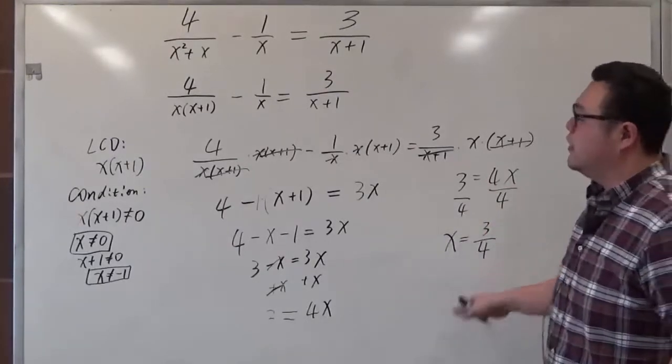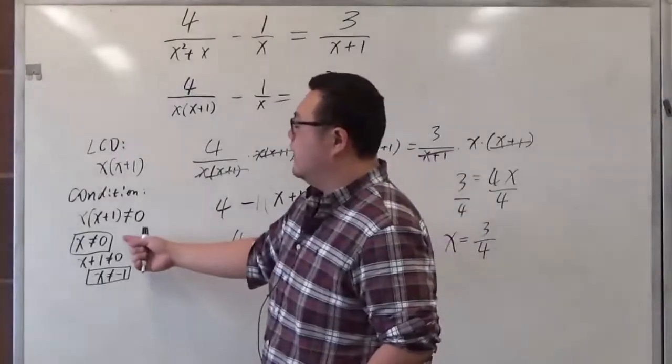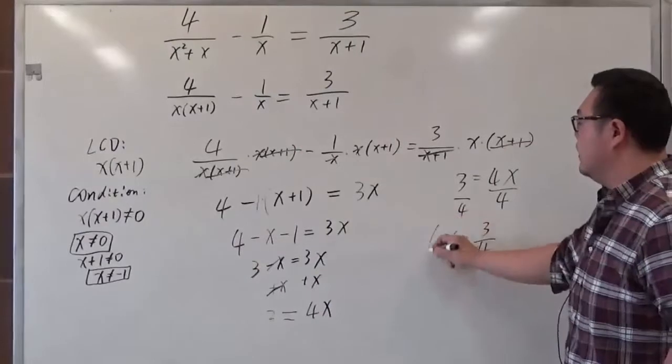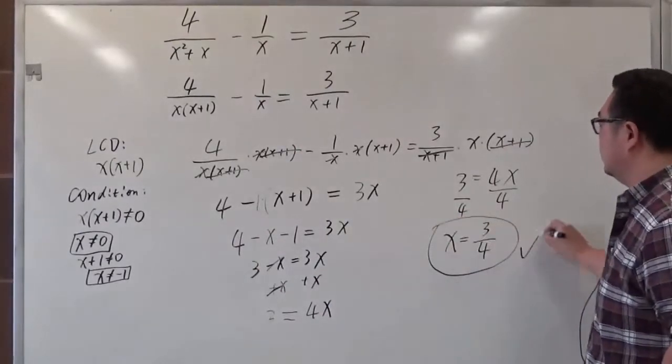So there, double check our condition. Our x cannot be 0 or -1. Our solution, we get x is 3/4. So this condition should be good.